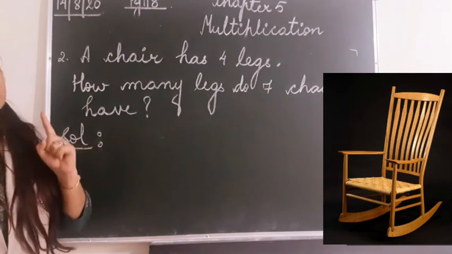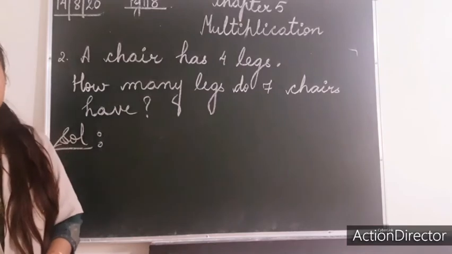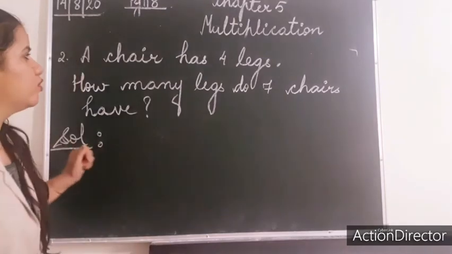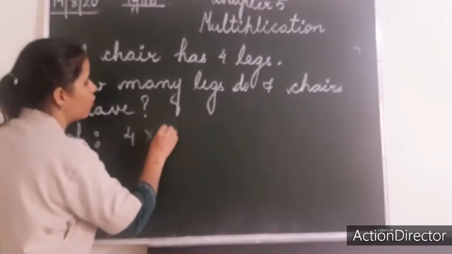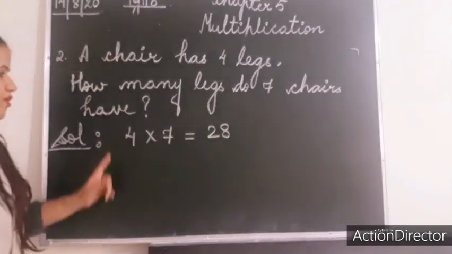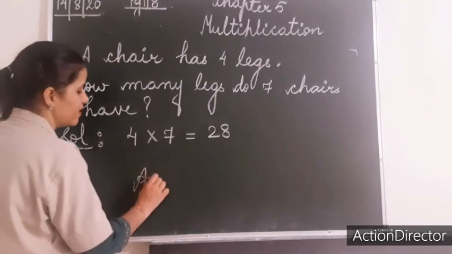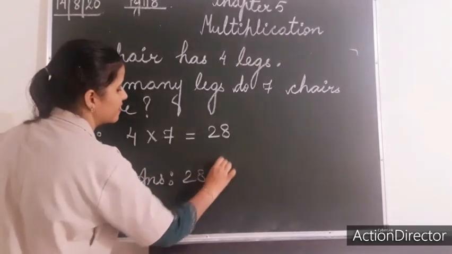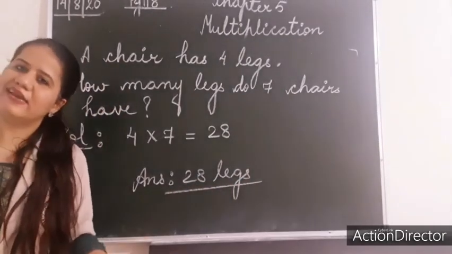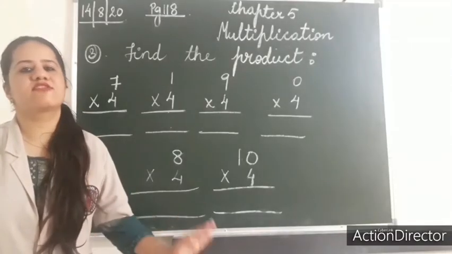So I told you, when something is told about one chair and then we have to find out for more chairs, we have to multiply. So to find the answer, we will multiply 4 into 7 and we will get the answer 28, because 4 sevens is 28. Very easy. So the answer is, 7 chairs have how many legs? 28 legs. Okay, 7 chairs have 28 legs. Very simple.